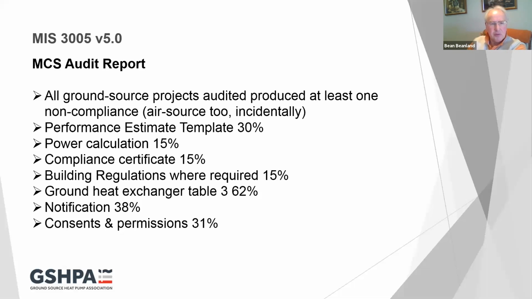Notifications, that's building control, 38%, again relatively high. And then consents and permissions, and this is to do with DNO consents and what have you, another 31%. So it's quite high. There's quite a lot of non-compliances, most of them minor, as I said. Few of these would have raised a problem in terms of having MCS certification for the project withdrawn, or would have caused a problem with the non-domestic RHI.